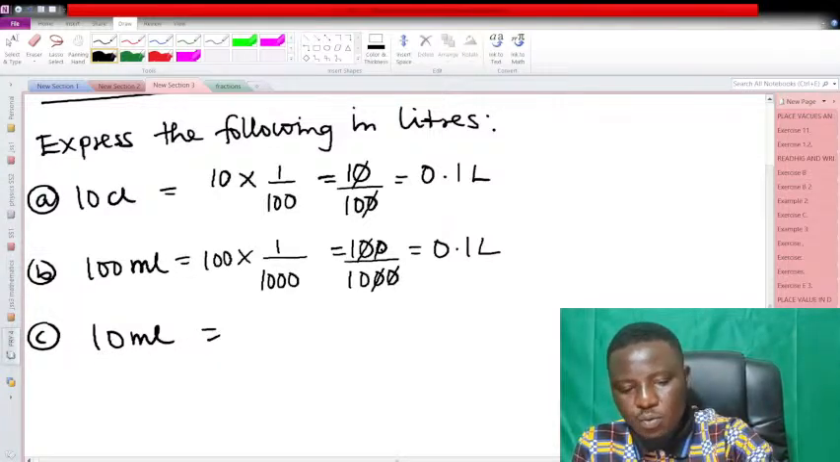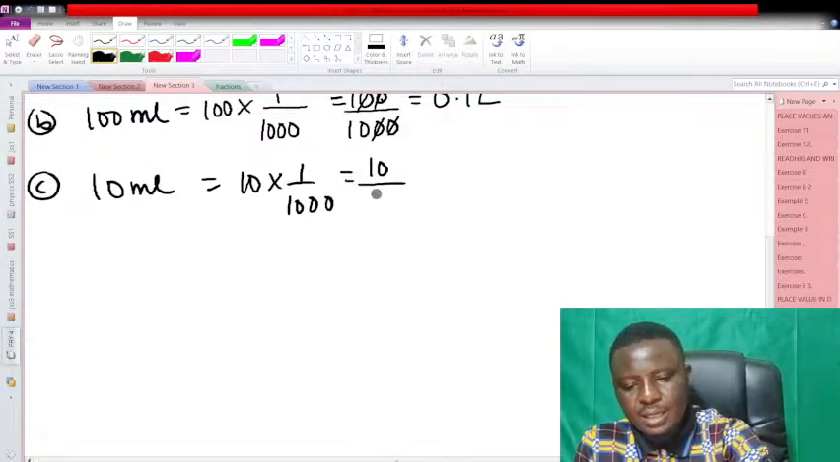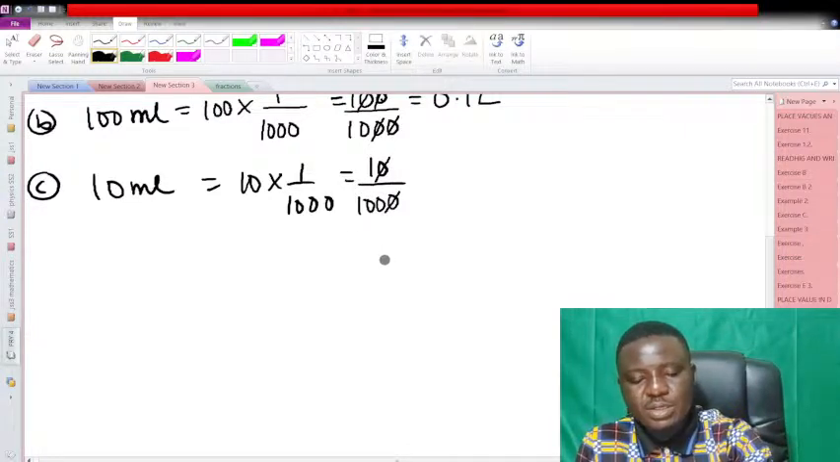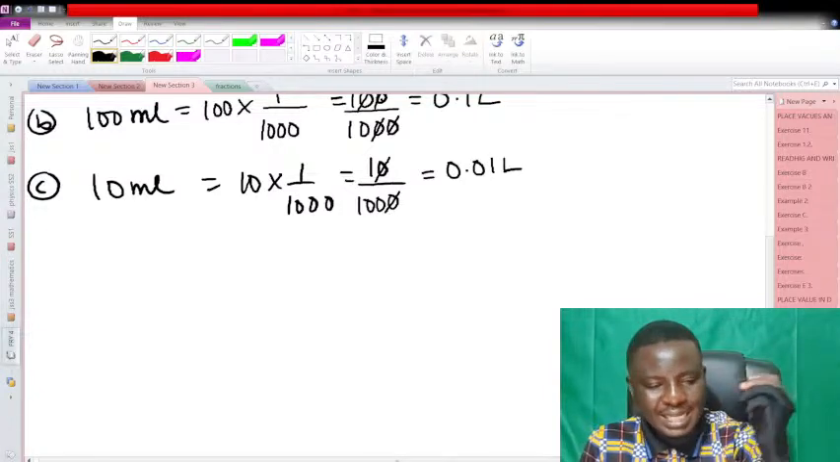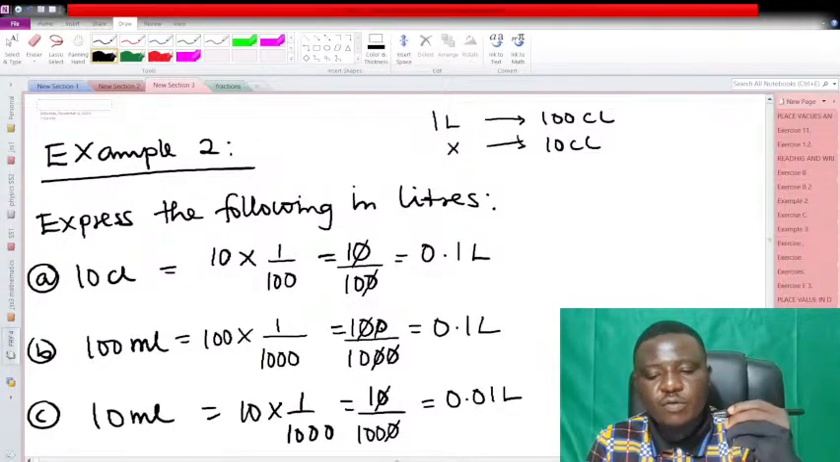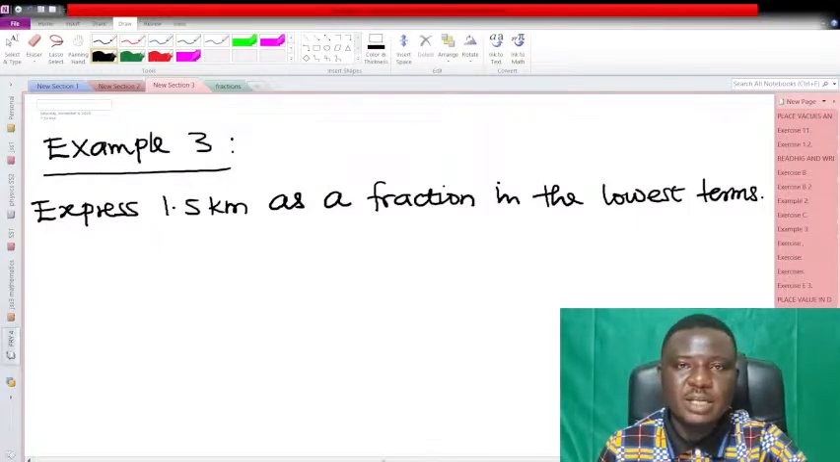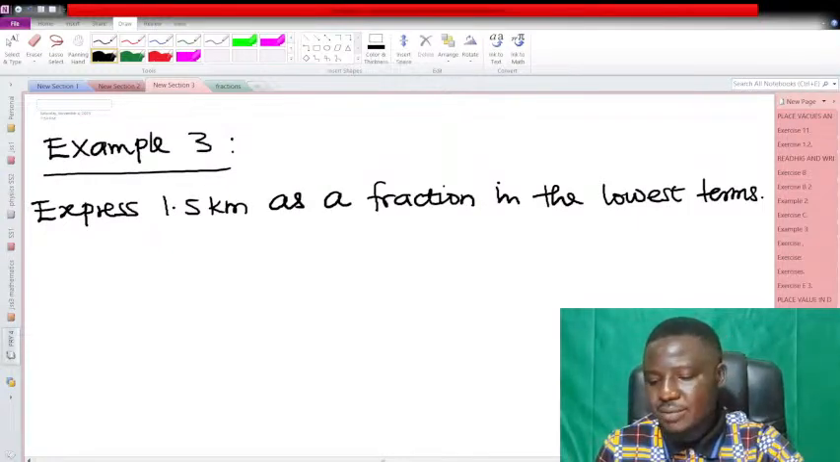Also, we have 10 milliliter. 10 milliliter will be equal to 10 times 1 over 1,000. This is equal to 10 divided by 1,000. And if this cancels this, it means 1 over 100, and is written as 0.01 liter. So these are some of the applications of decimal numbers in solving problems in the capital market.